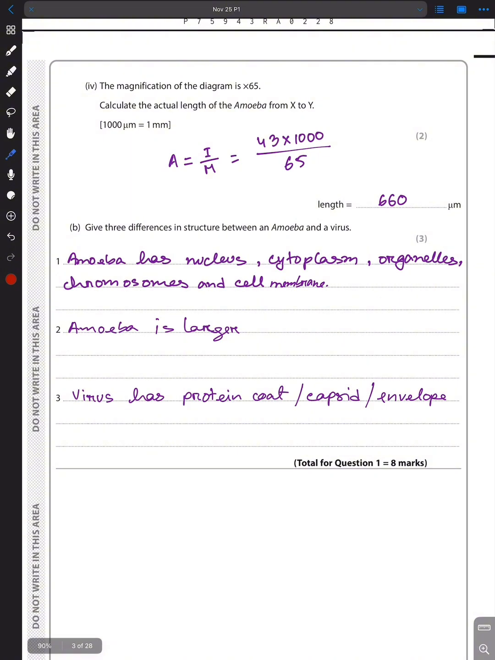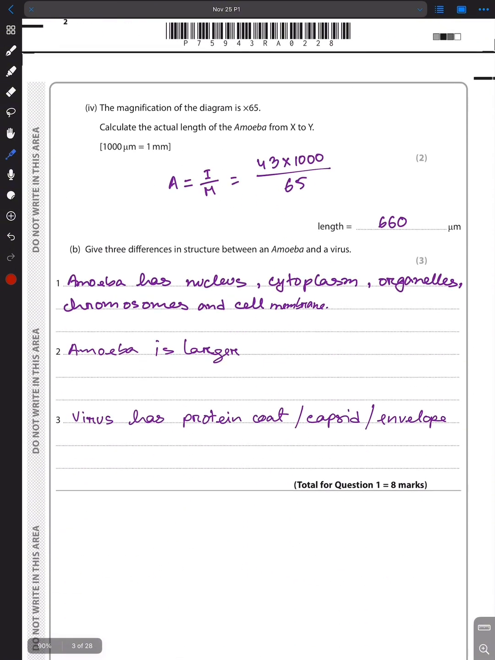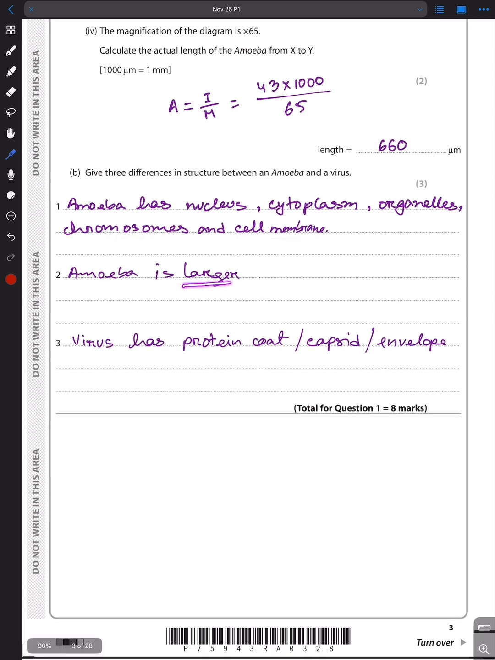Now give 3 differences in structure between an amoeba and a virus. So here are a few differences. Amoeba has a nucleus, as we can see in the diagram. It has cytoplasm, it has chromosomes and cell membrane. Amoeba is larger, and viruses are very tiny. Virus has protein coat, capsid, envelope, or we can also add plasmids.